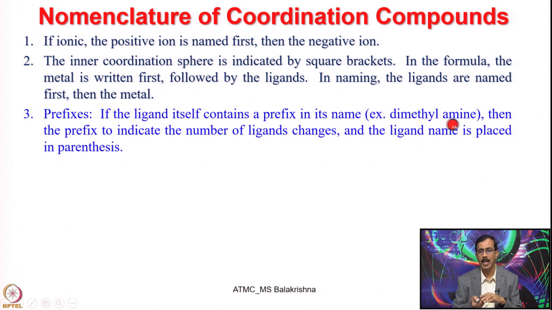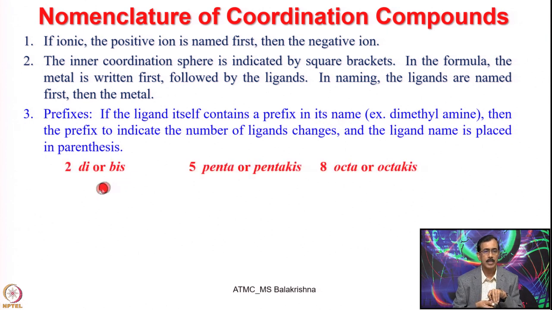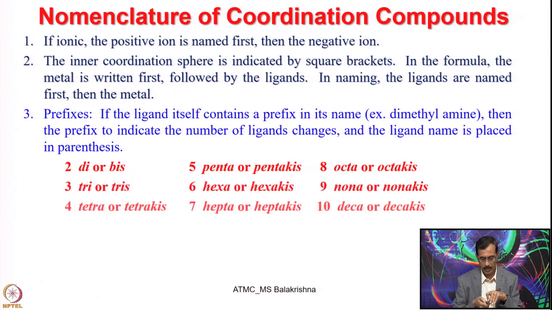For example, dimethylamine. If two such ligands are there in the coordination sphere, it looks odd to say didimethylamine. Instead, you should say bis(dimethylamine). So, the appropriate prefix should be used for them. For 2, instead of di use bis, and for 3, instead of tri use tris. For 4 use tetrakis, for 5 pentakis, 6 hexakis, 7 heptakis, 8 octakis, 9 nonakis, and 10 decakis.